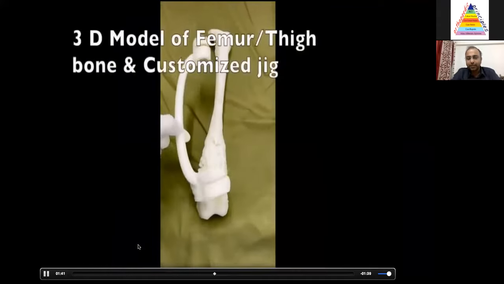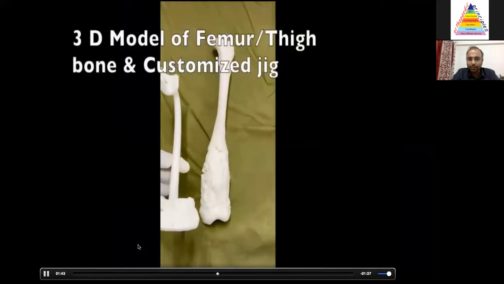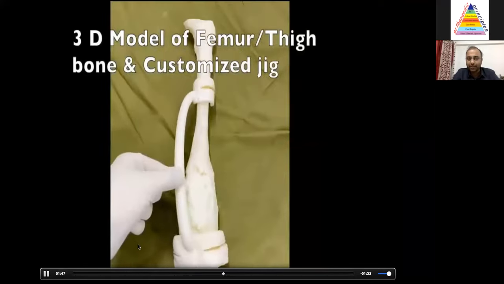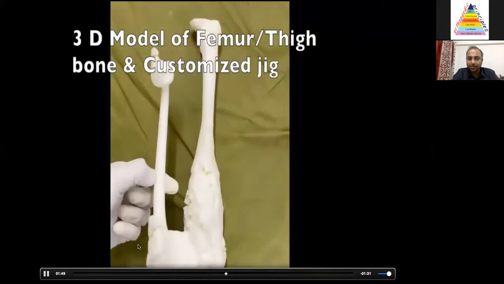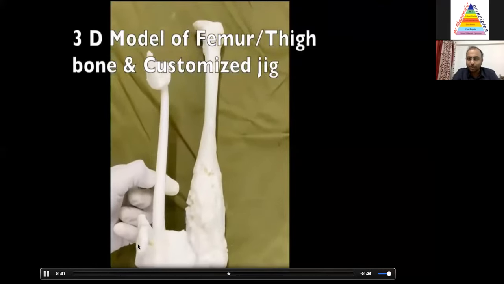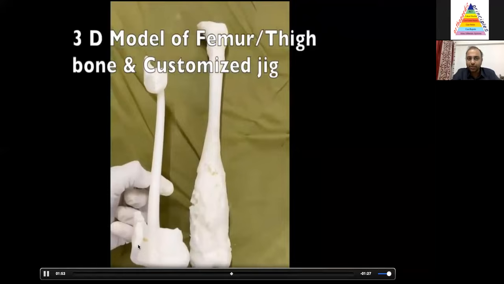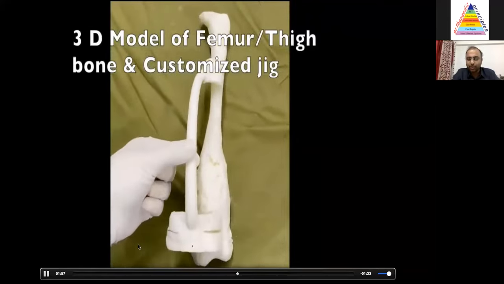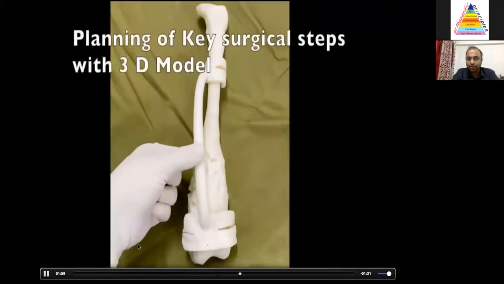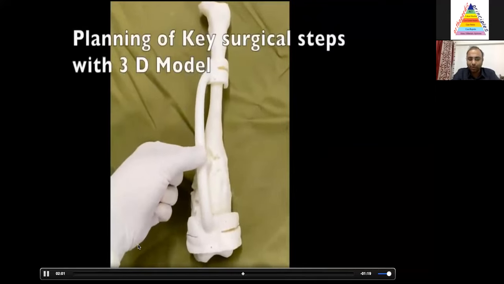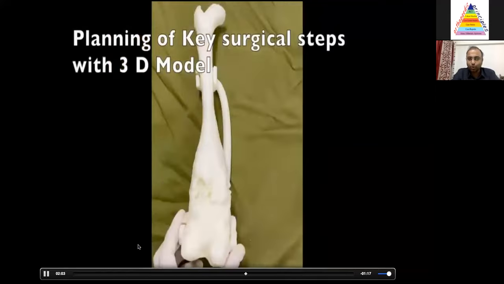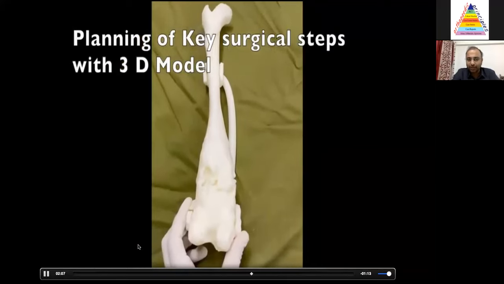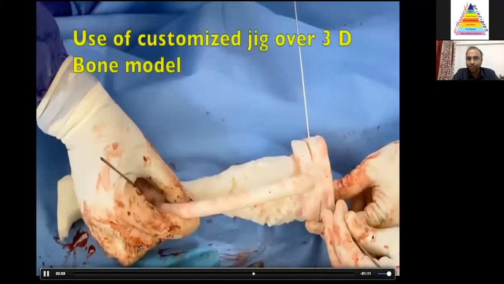And this is the jig that is used for these cases now. So you can have the option of jigs or you can have a computer navigation system. Computer navigation systems are available at very few centers. So this is a very good option, using a 3D printed model of the femur and a customized jig. So here we use a customized jig to cut the bone distally and proximally so that we can go close to the joint and save the patient's own knee joint. So the advantage of this jig is you can save the patient's own knee joint.